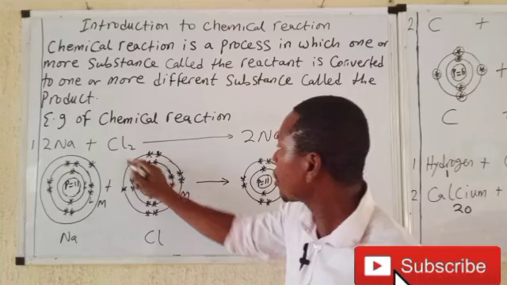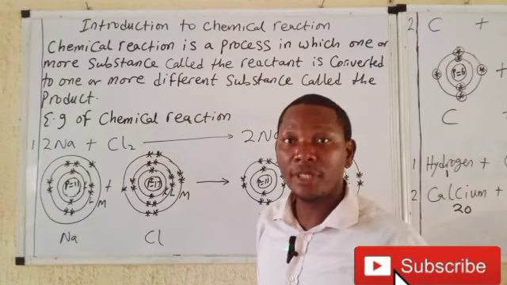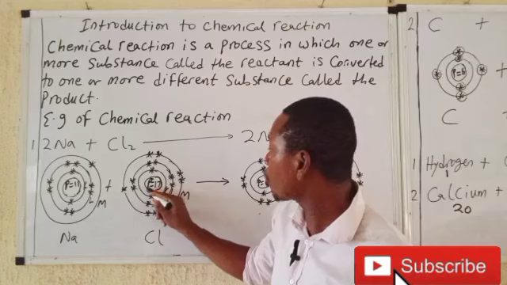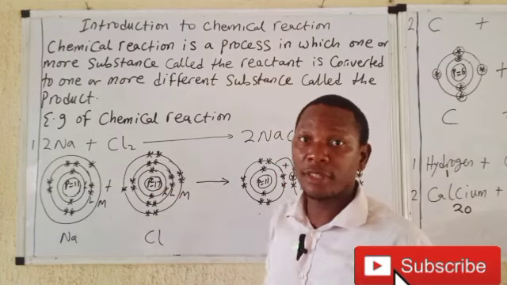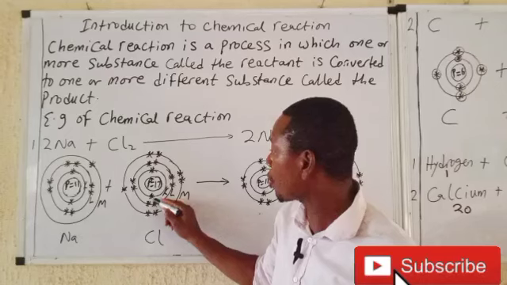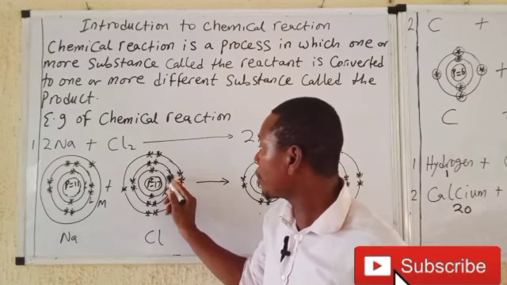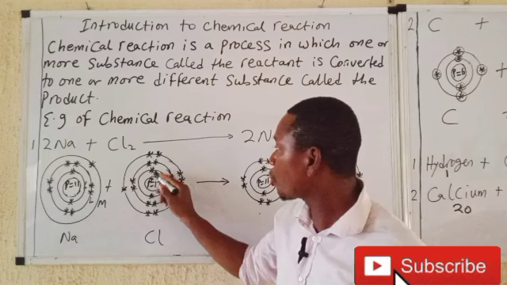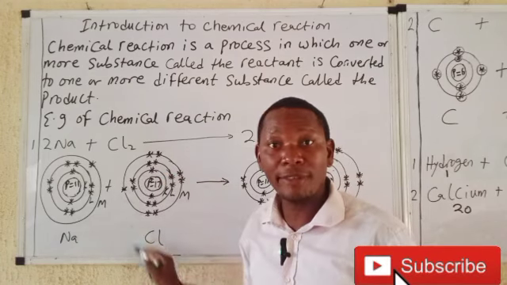Now, let's go to the next element, chlorine. Chlorine has atomic number 17, which means the number of protons in the nucleus is 17, and the number of electrons in all the shells is 17. So the first 2 electrons will go into the first shell. The next 8 will go into the second shell. So 2 plus 8 is 10. Now the third shell will carry the remaining 7.